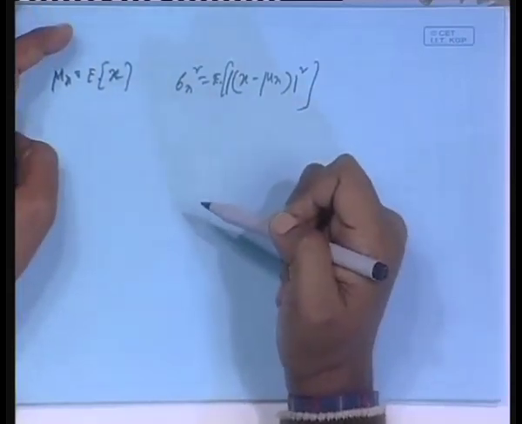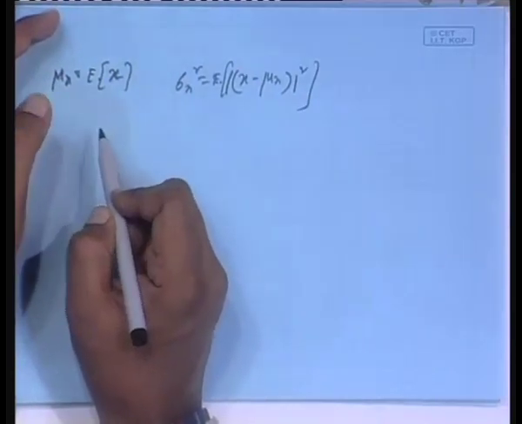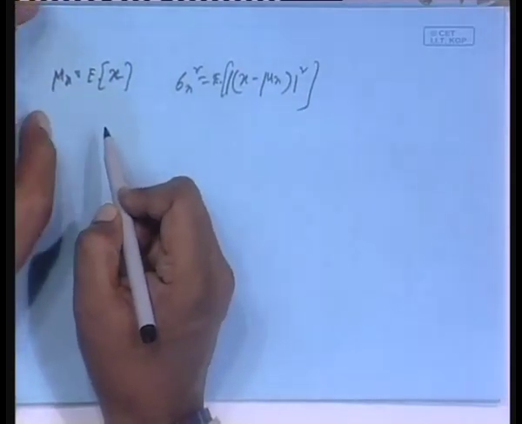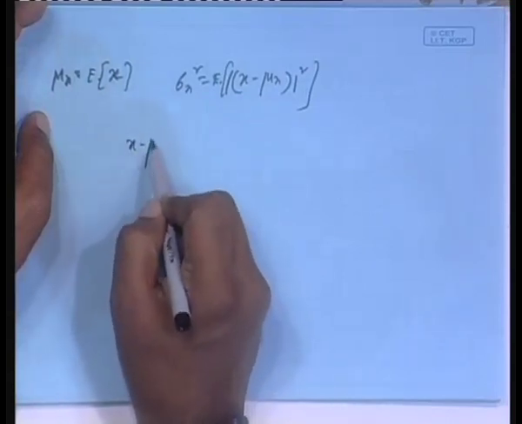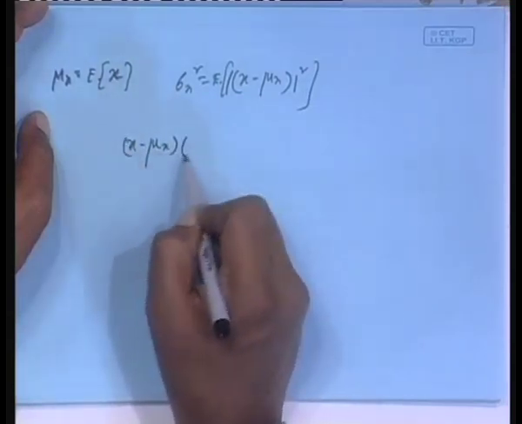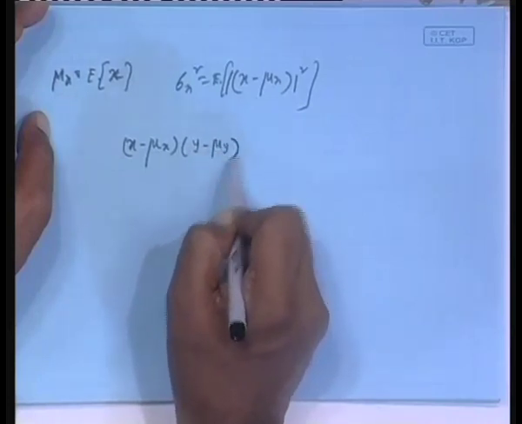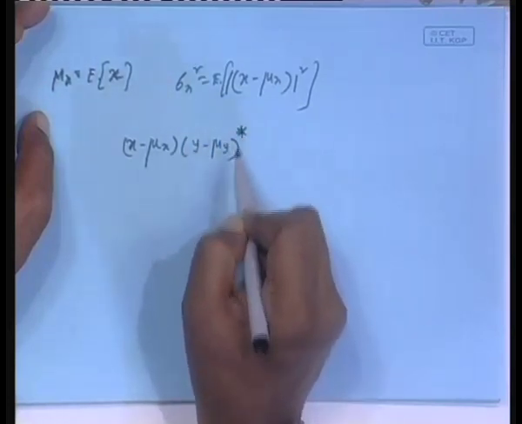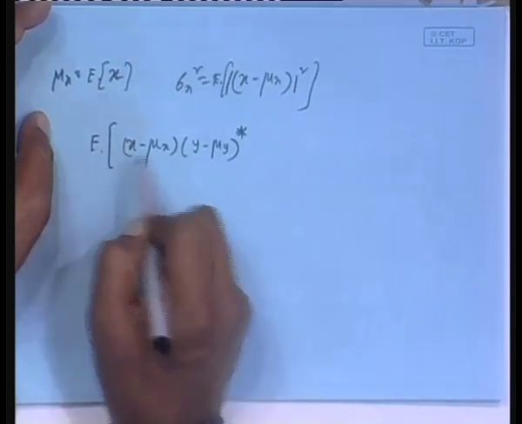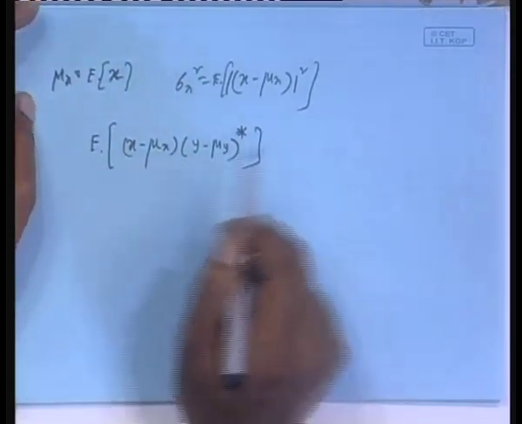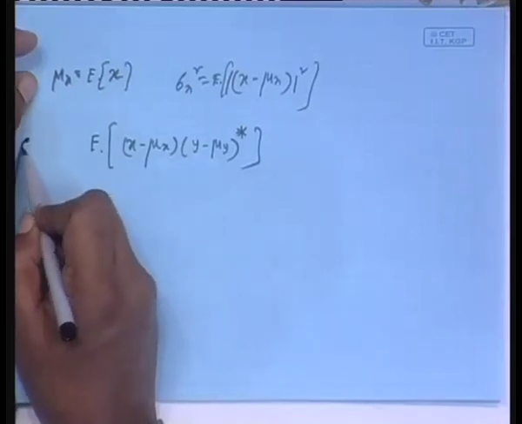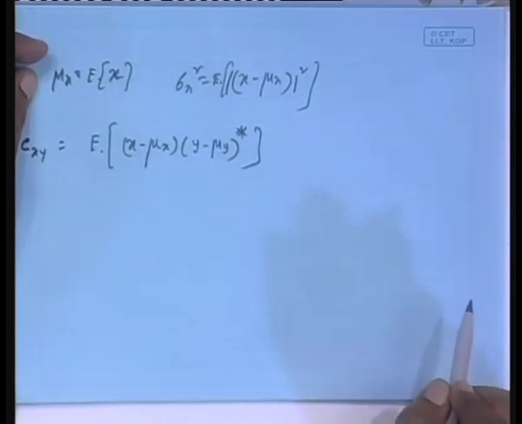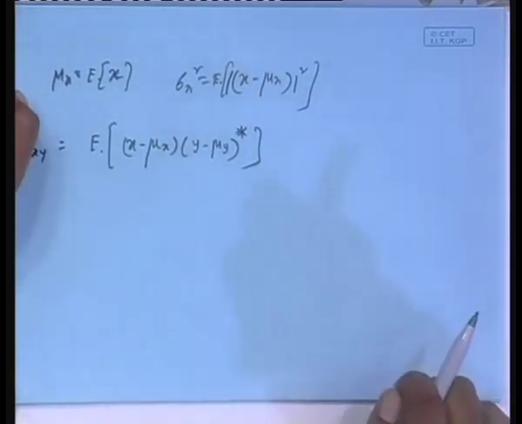Then, if you take two jointly fluctuating random variables, maybe complex, x and y, and if you take this quantity, this is called covariance, C x y, covariance between x and y.